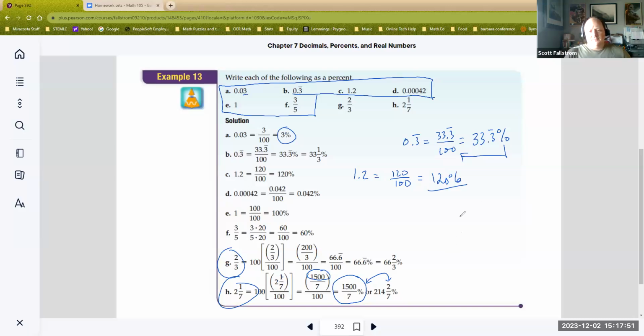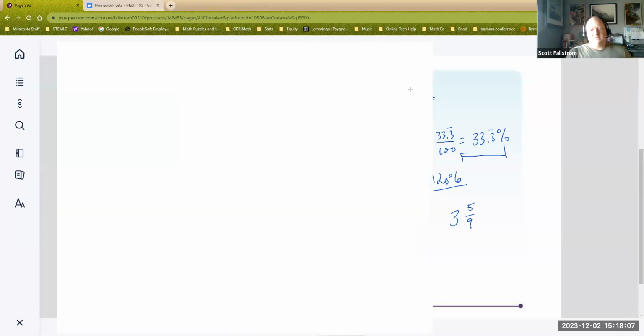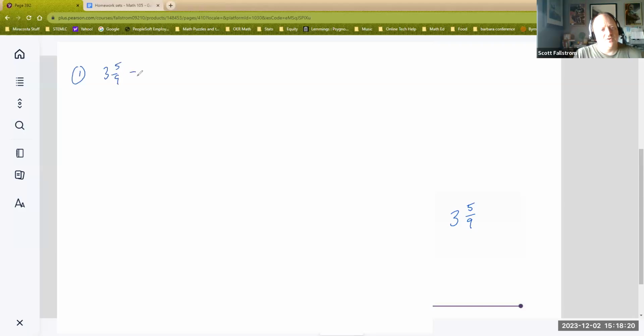So let's try one more together. Let's do 3 5/9. Let's do this one a couple different ways. Actually, let me get a little white space in here so that I can work and not worry about my spacing. Okay, 3 5/9. We want to turn this number into a decimal, actually into a percent. Option 1 is to convert this into a repeating decimal. What does that turn into?